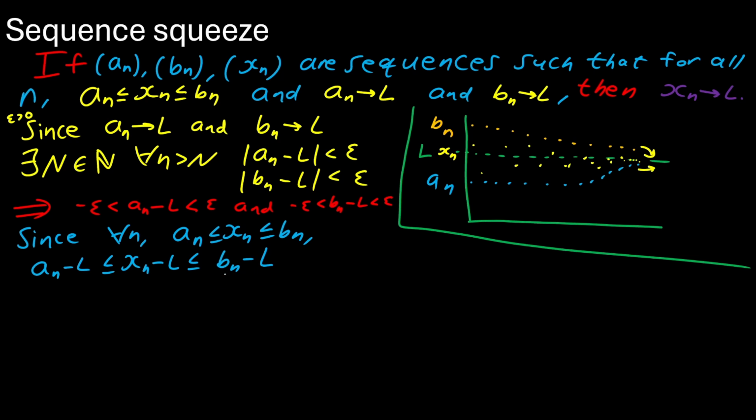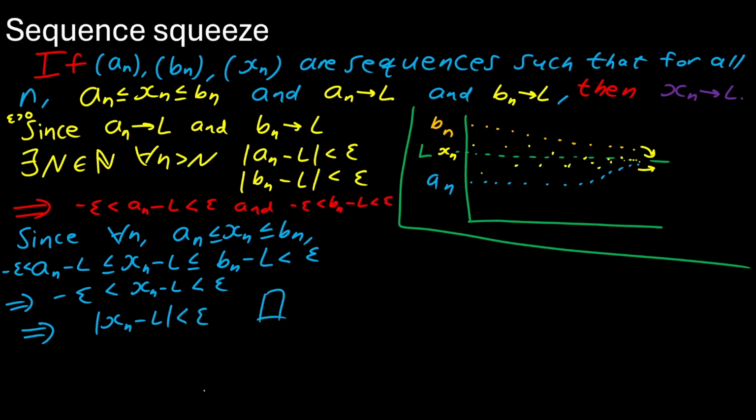Okay, but what is this thing? This thing is less than epsilon, but also negative epsilon is less than this thing over here. And that means negative epsilon is less than xn minus L, which is less than epsilon. And that means the absolute value of xn minus L is less than epsilon. Boom, done. Eventually, all the xn's are epsilon close to L.